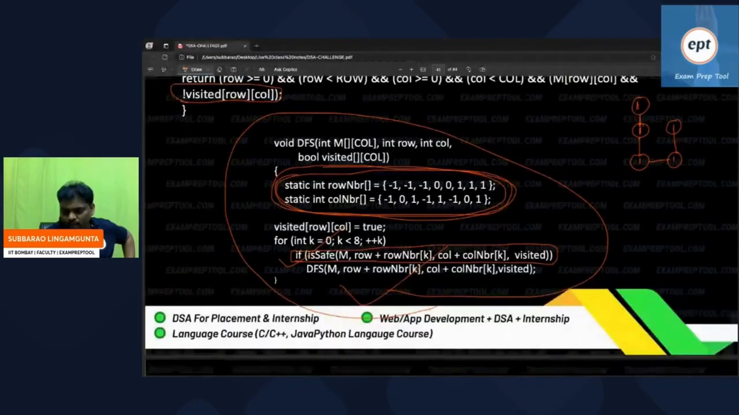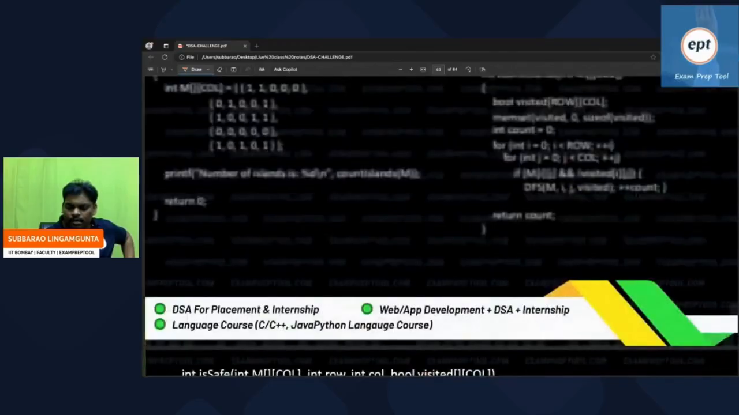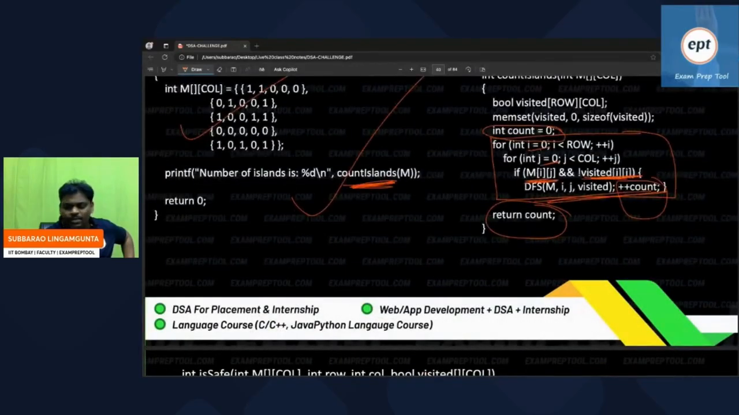In the DFS algorithm, it will check all neighbors: is it safe or not? If you find that some neighbor is not visited, again call DFS. Keep on going like this until zeros come. Then after completion of the total story, count++. It keeps on going, and for every iteration it will verify.